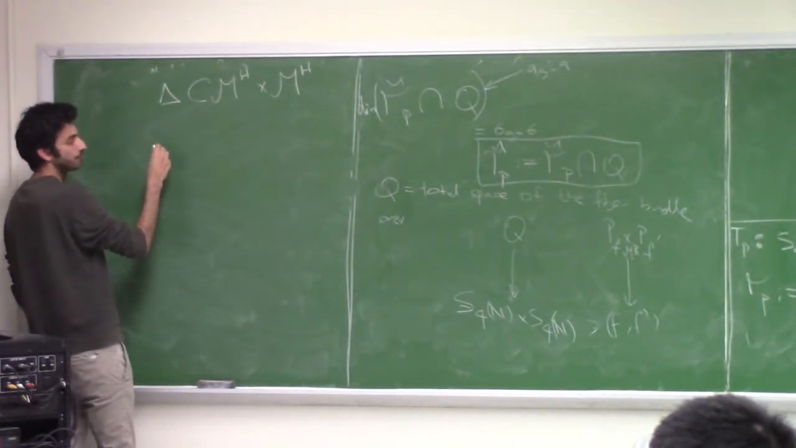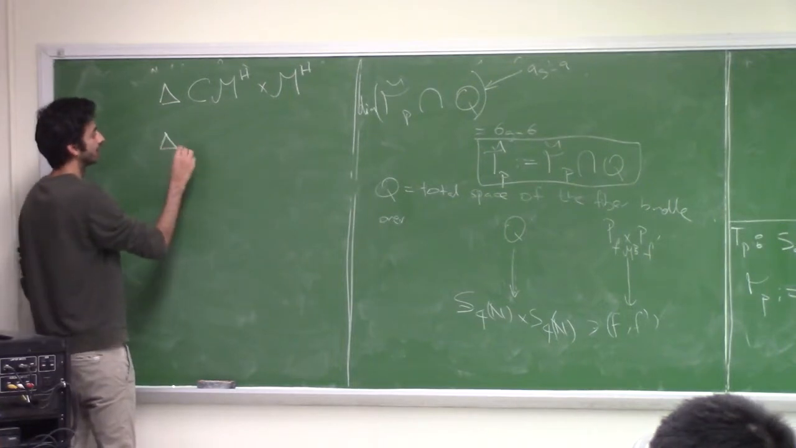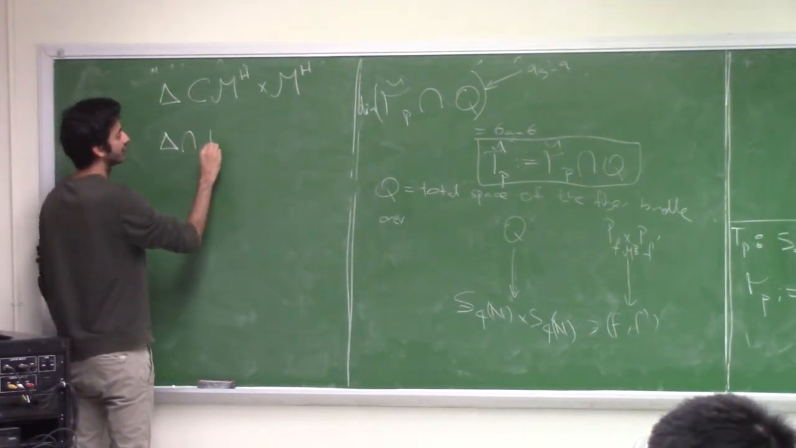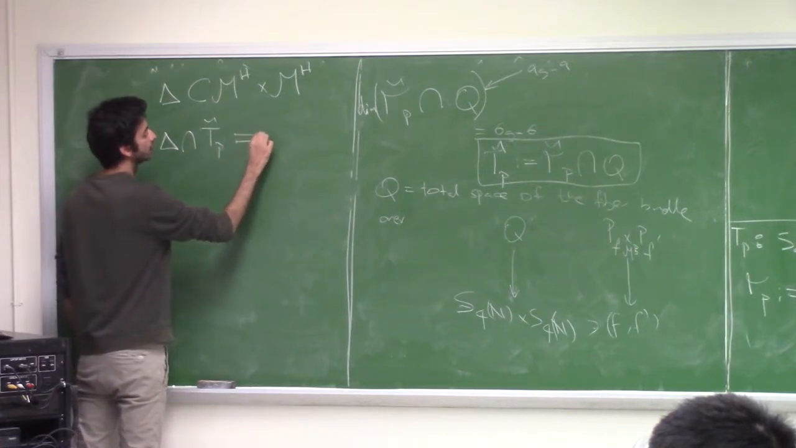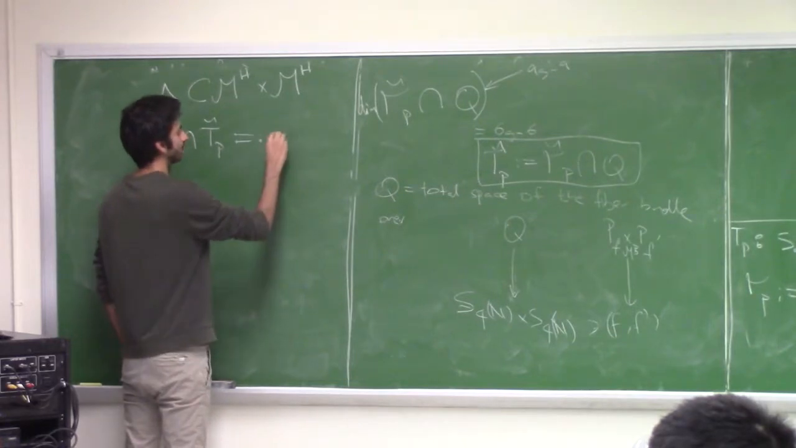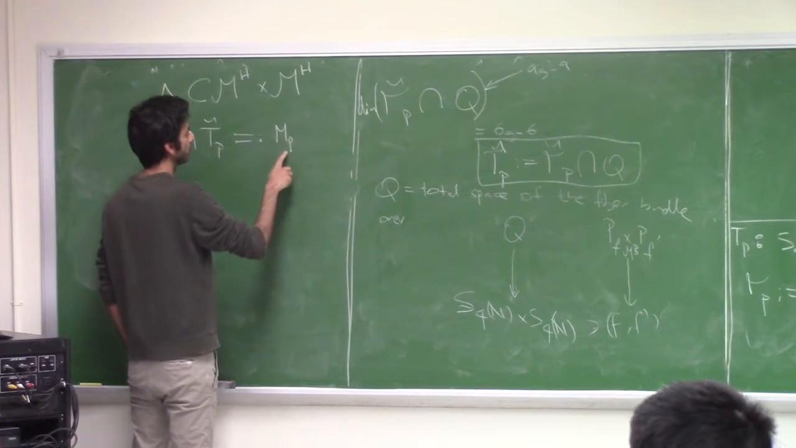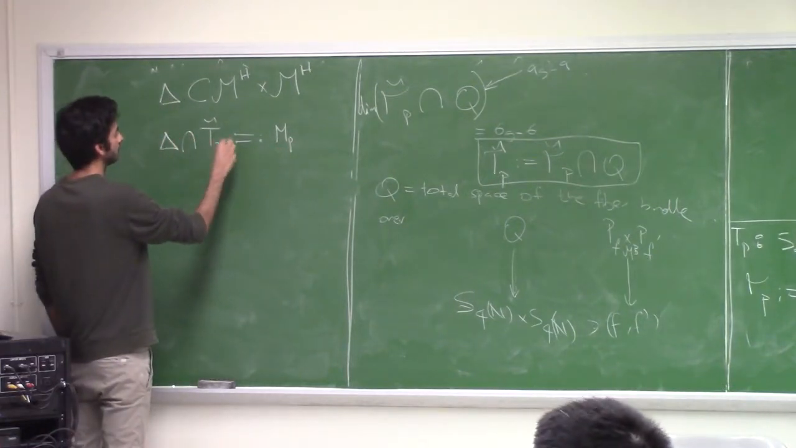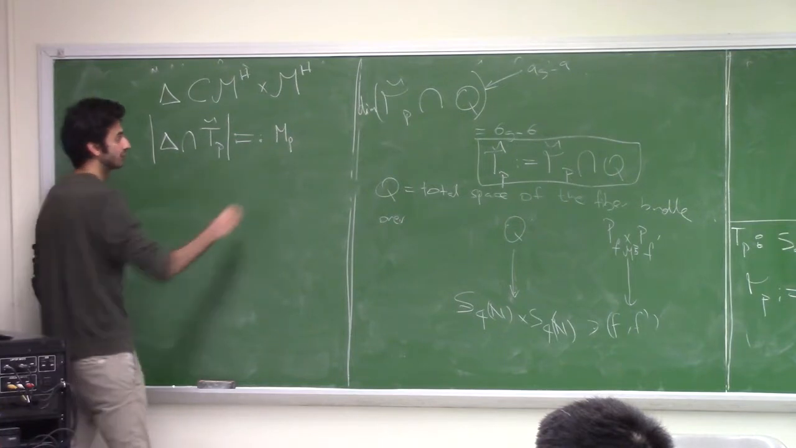And so we can do Delta intersect this cycle, T tilde P, and let's define it to be some number, let's say, I'm out of letters, M_P. So for each prime number, I want to say the cardinality of this intersection equals M_P, which is an integer.